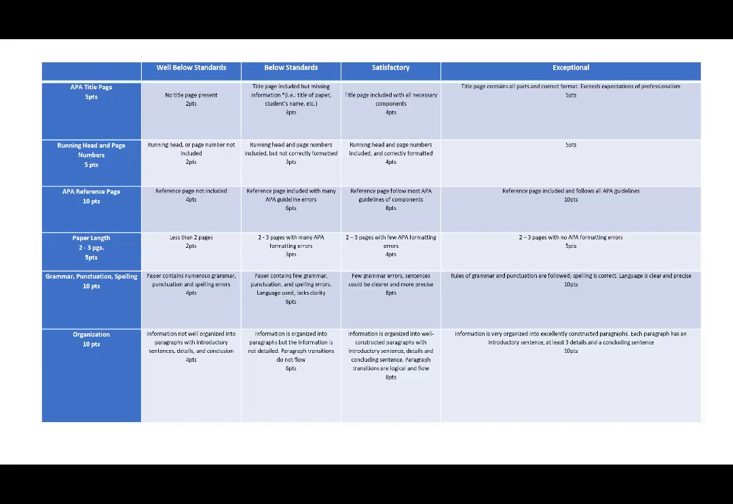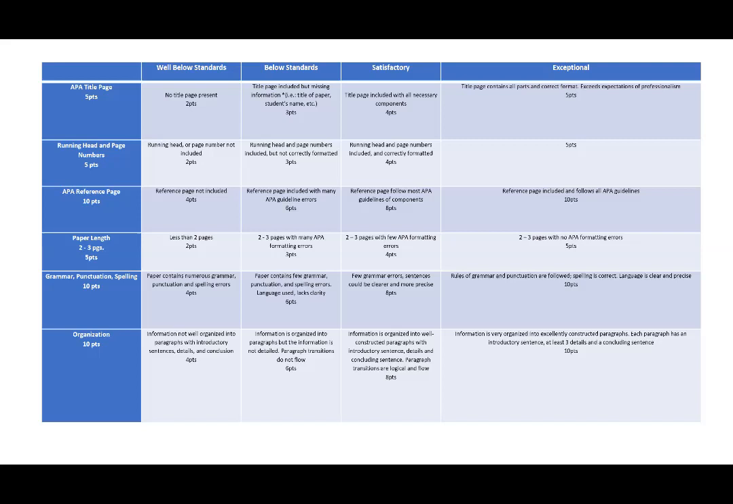Grammar, punctuation, spelling. It does the same thing when we're talking about grammar. Are your sentences complete? Is your spelling okay? Can I read it to make sense of what you're saying? So this goes from 10 points down to 4 points. If you only got 4 points out of that, it said you would have numerous grammar, punctuation, and spelling errors. So good to look over your paper. You may as well get all those 10 points.